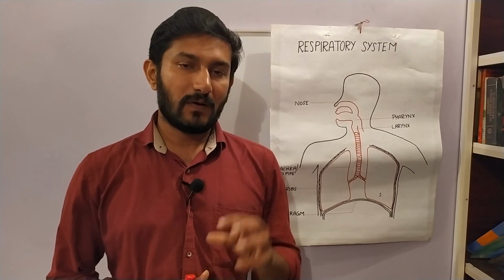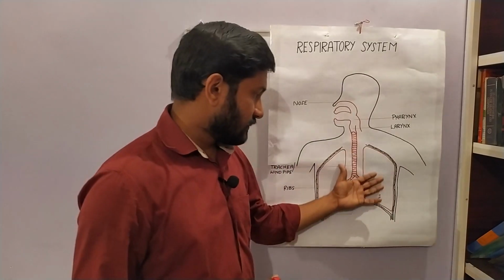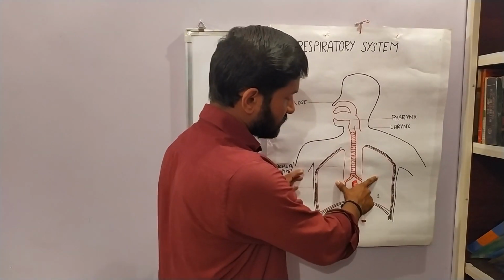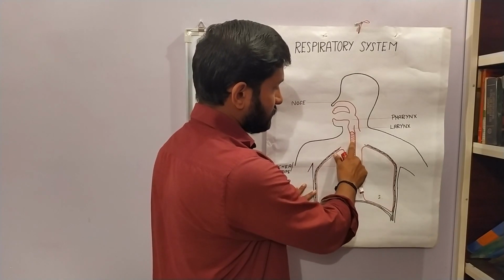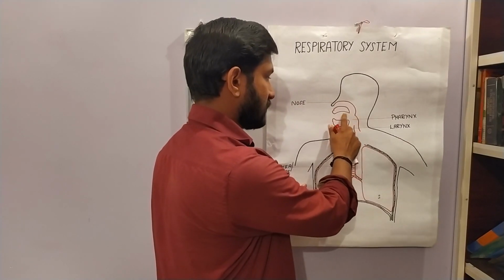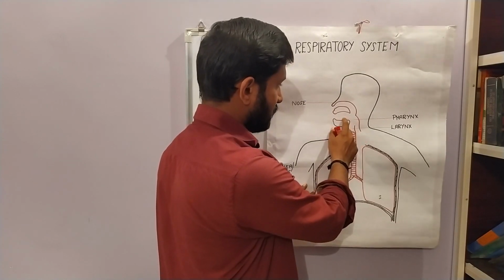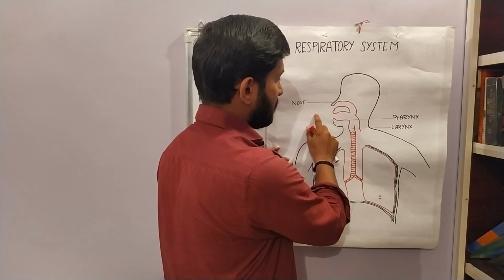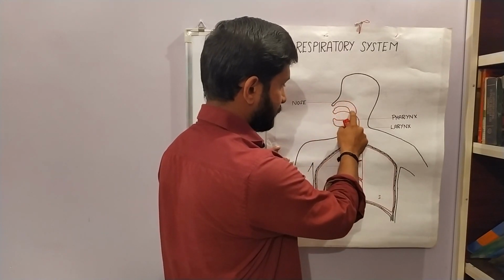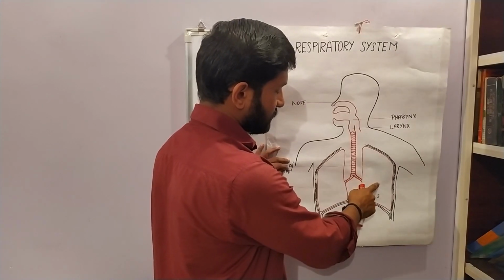Different organs are involved in the respiratory system. We have the lungs, the two lungs, and this is the windpipe, or otherwise the trachea. This is the oral cavity, and this is the seat of the phonatory system, and this is the nasal cavity. So, the external air passes in through the nose and through the windpipe, and reaches the lungs.